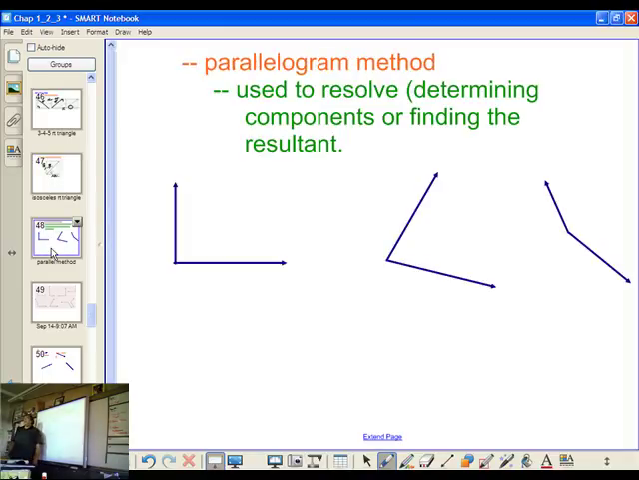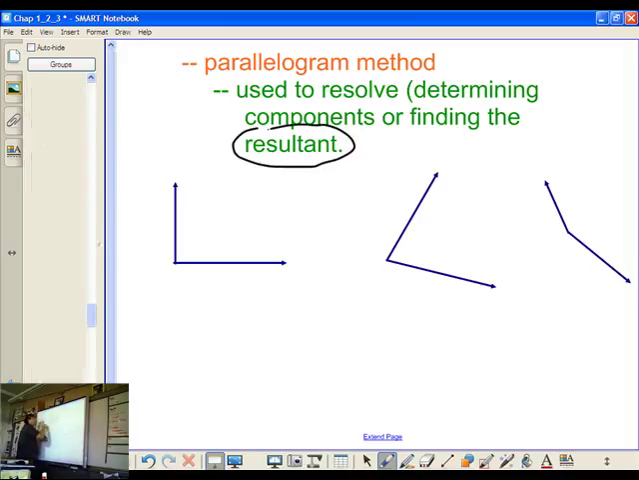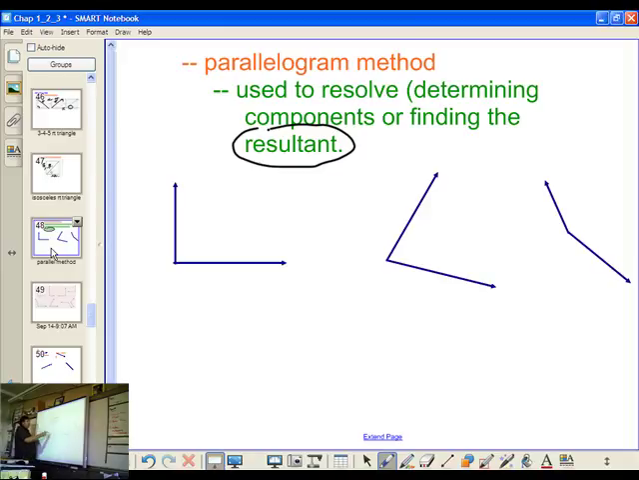Now, we call this the parallelogram method. Remember, squares and rectangles are all parallelograms. A parallelogram just means opposite sides are the same length and parallel. They are quadrilaterals, four-sided figures. So to find resultants, the first thing we do is take my two vectors, in this case at a right angle, and make a parallelogram out of them. Since they are at a right angle, we made a rectangle. We draw in the diagonal, which is the resultant.